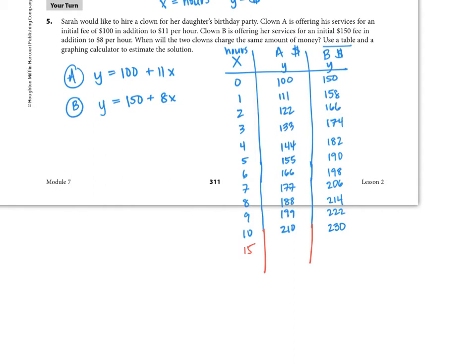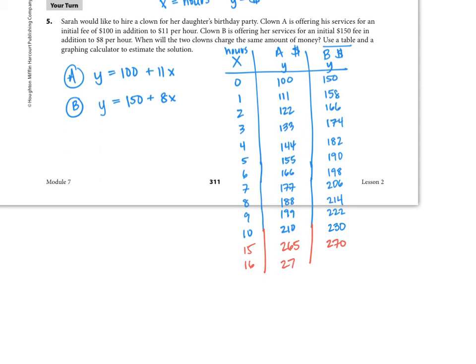This just means we got to do a little bit of math here. Clown A would be 11 times 15, which is 165. And then if I add 100 on top of that, right, $100 was our y-intercept, that's 265. For clown B, if I did 15 hours times 8, let's see, that is 120. 15 times 8, 120, plus 150 would be 270. And you can see I'm getting there. I'm close.